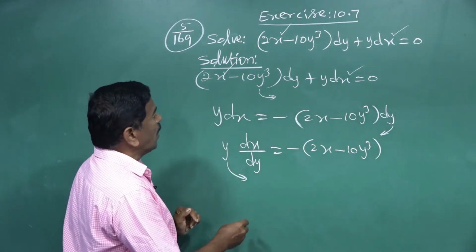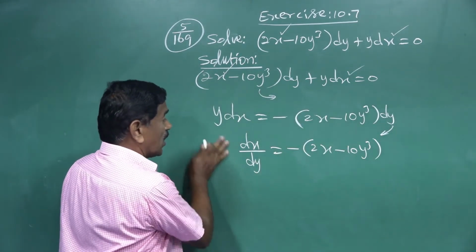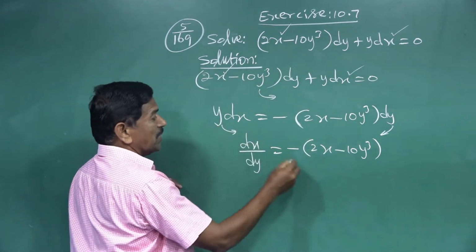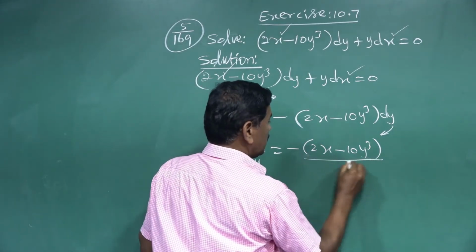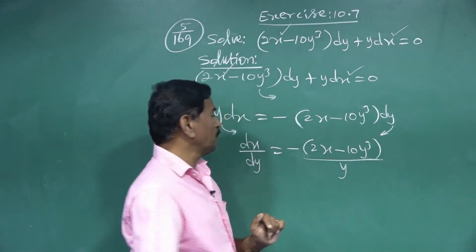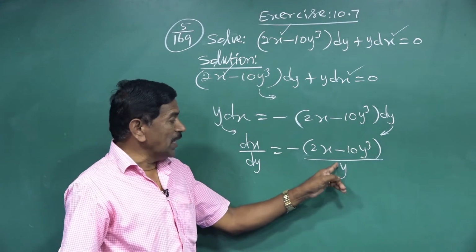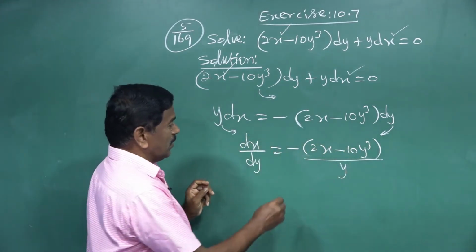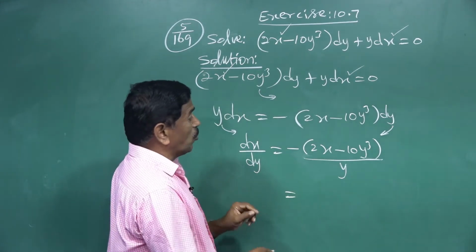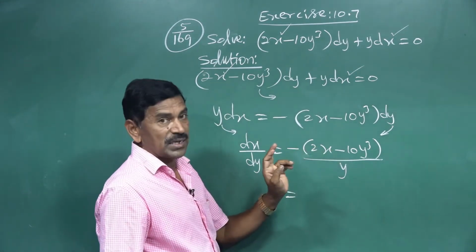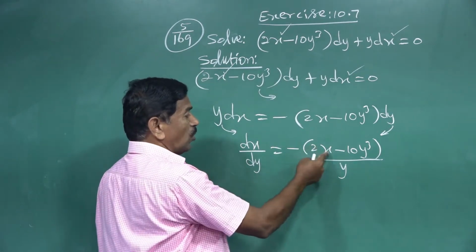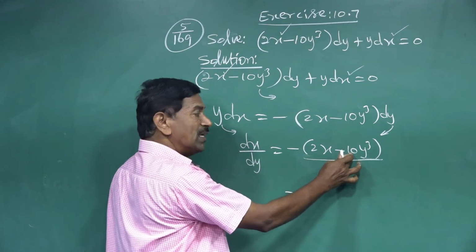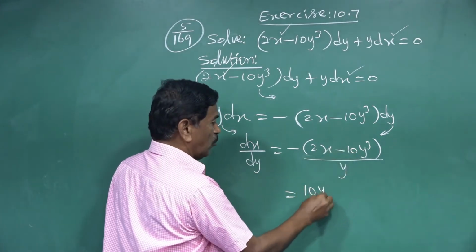That's the idea. Otherwise, one can do it in the earlier step itself: dy comes to the left side, becomes divided, and y goes to the right, becomes divided. That's also correct. Yes, divided by y, ready. Now see, this denominator belongs to both numerators, so split it. Before splitting, one more idea: multiply this minus inside the bracket. We get minus into minus, plus 10y cube.